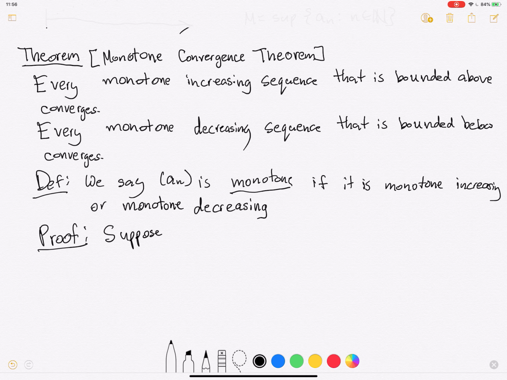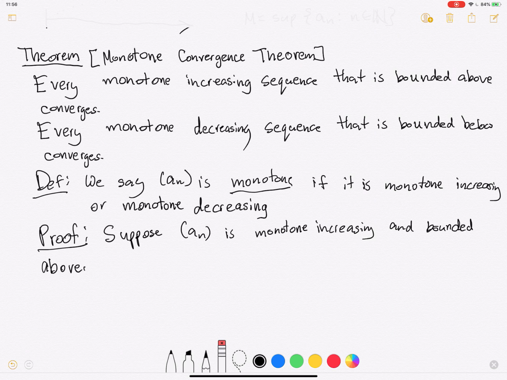So suppose a_n is monotone increasing and bounded above. We want to show that this sequence converges. So we know it's bounded above, so let L equal the supremum of the sequence.